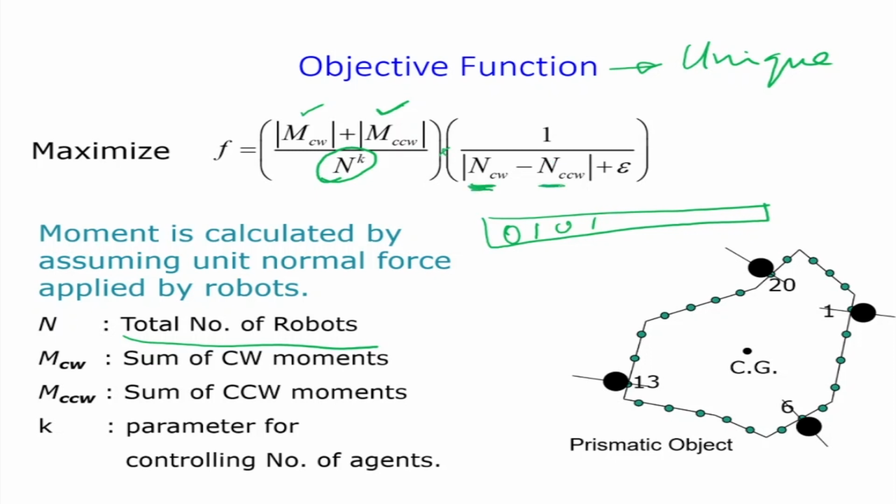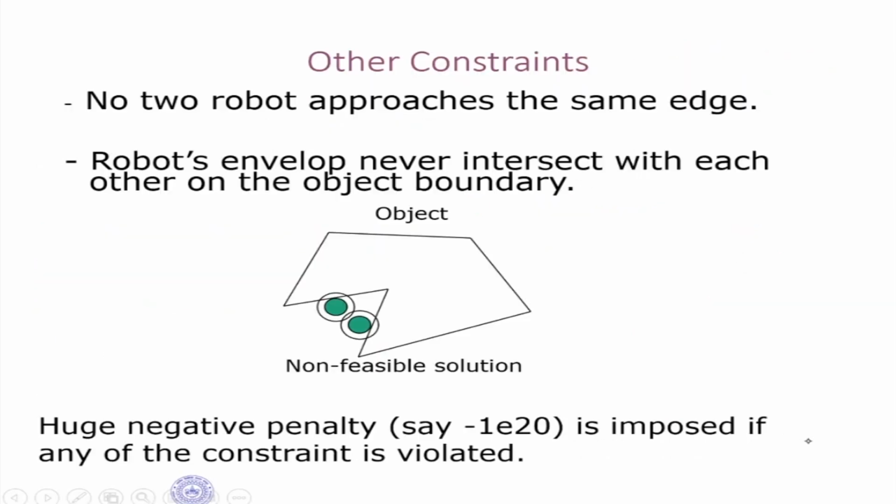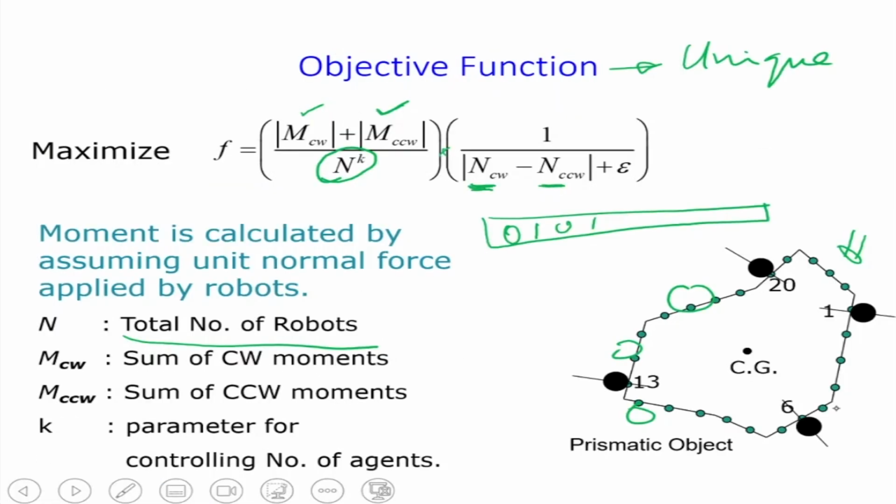We want the robots to sit and produce clockwise moment as well as anti-clockwise moment, so that they are distributed properly as shown in this figure. Otherwise, what can happen? All the robots will go and sit here, and on this side there are no robots. To avoid that, we are saying that the difference between the number of robots producing clockwise and anti-clockwise moment should be 0, that means they're equal. Now if this becomes 0, then this will become infinity. So we are adding a very small positive number so that it does not become infinity. Otherwise, if NCW becomes equal to NCCW, then this will become 0 and F will become infinity.